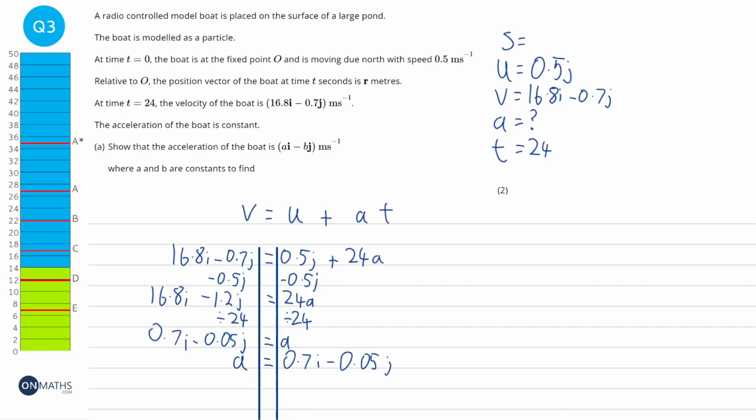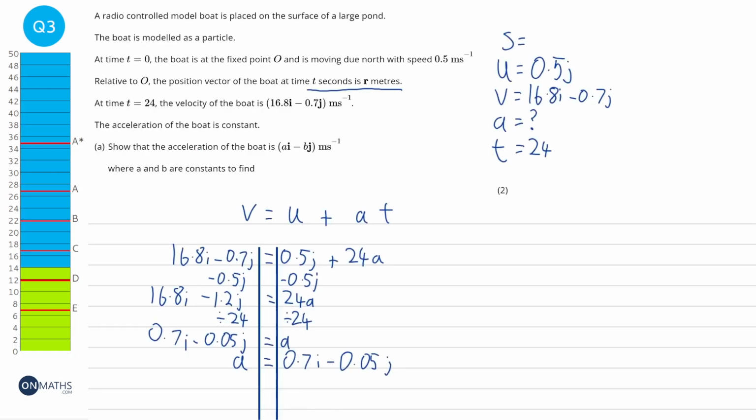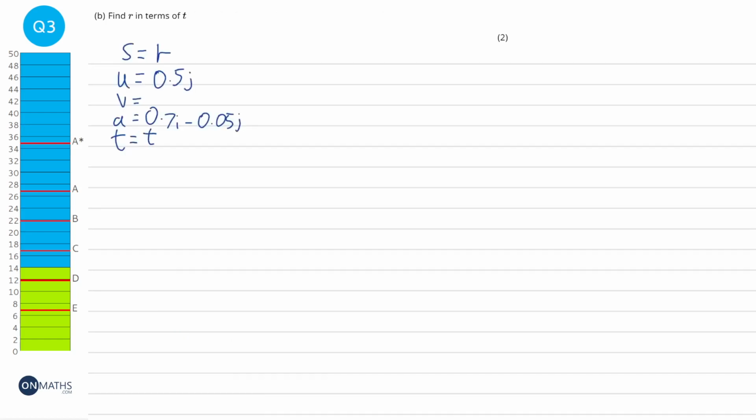So looking at the question, R is the position at time t, so we're just looking here. R will be the distance, so we'll just put that in as the distance. U we already know is 0.5 j. The acceleration we've just worked out is 0.7 i minus 0.05 j. We don't really know the velocity at this point, but we're given the fact that t is t seconds. Well, that's nice and easy. So these are the ones that we know.